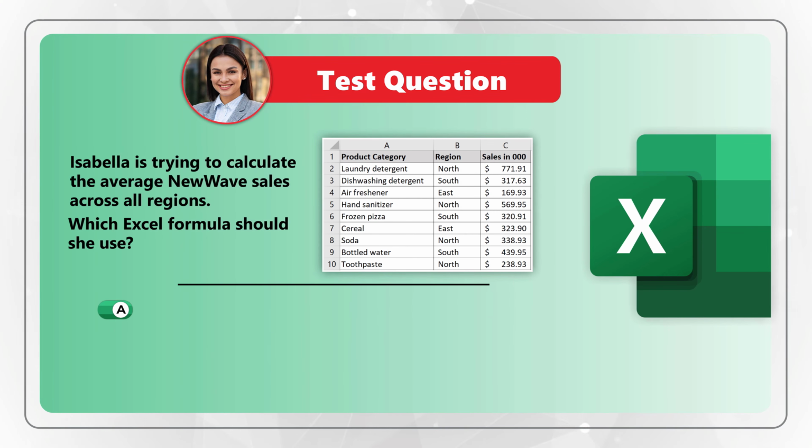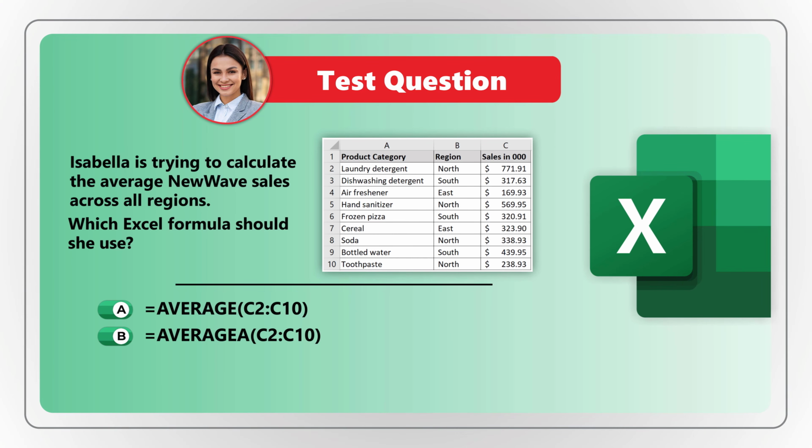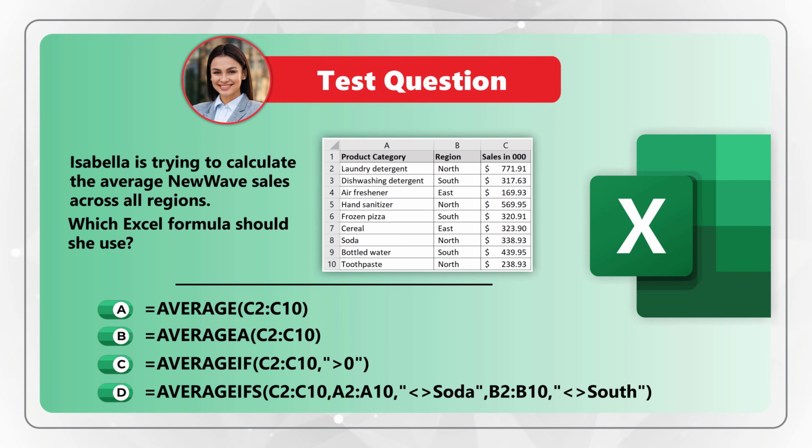Choice A, AVERAGE formula and the parameters to supply are C2 through C10. Choice B, AVERAGEA formula and parameters supplied are C2 through C10. Choice C, AVERAGEIF formula and the values are C2 through C10 and the second parameter is greater than 0. And last but not least is AVERAGEIFS, and as the arguments you see the range C2 through C10, second argument is range A2 through A10, third argument is not equal to D, fourth argument B2 through B10, and the last argument is not equal to South.